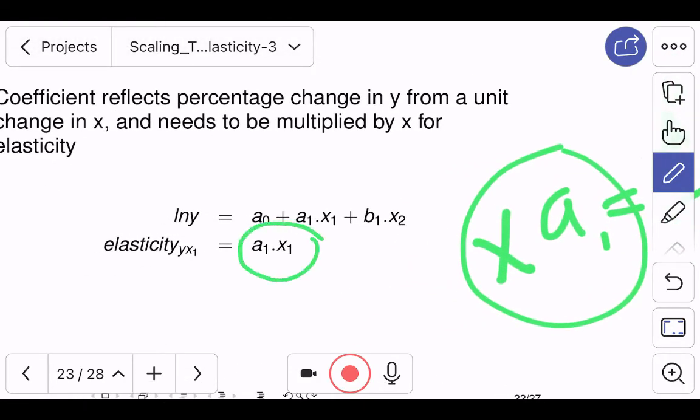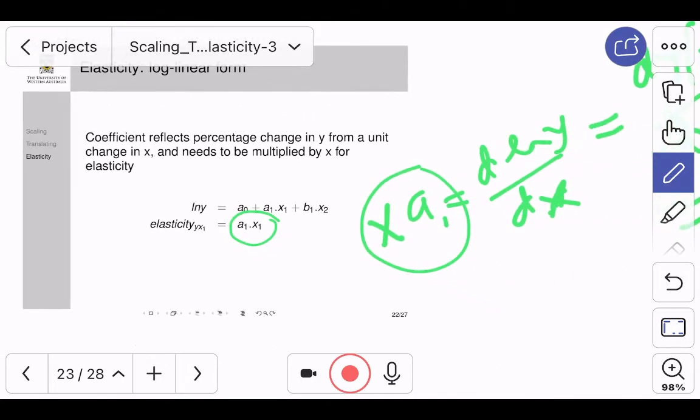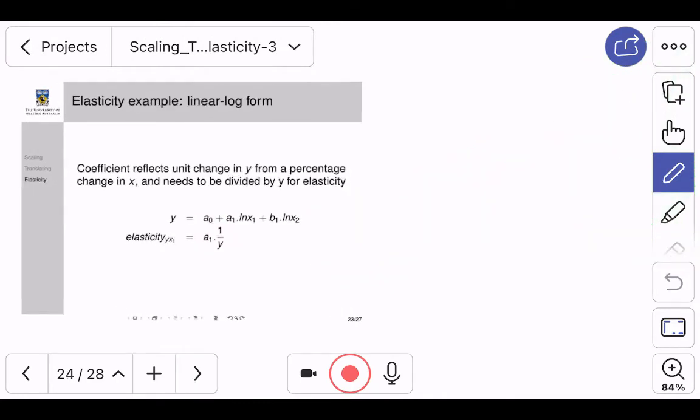So that's what we have here. So if you have a log linear, you have to take the slope for log of y versus x, and multiply it by x. So that's how easy it is.